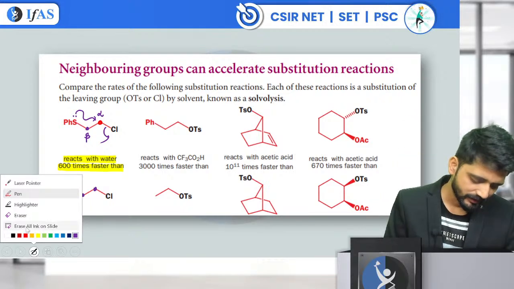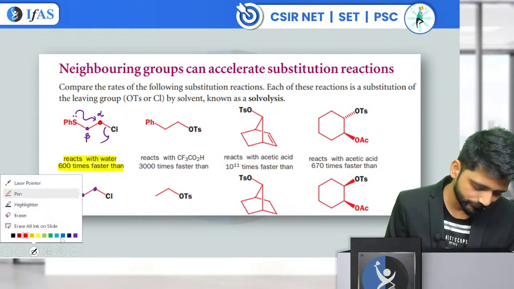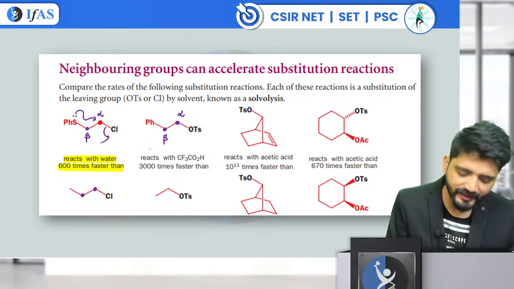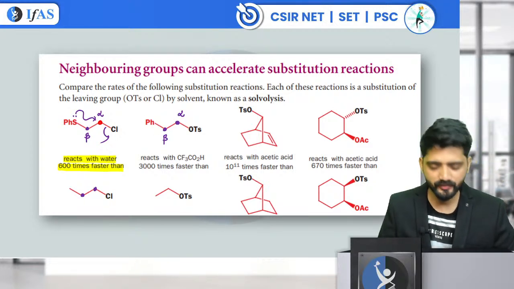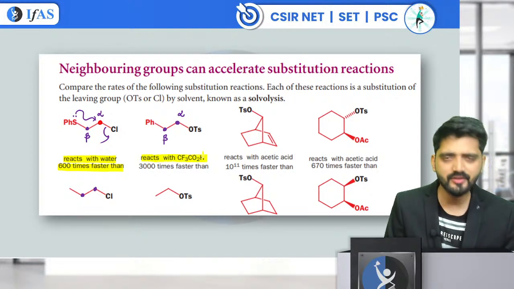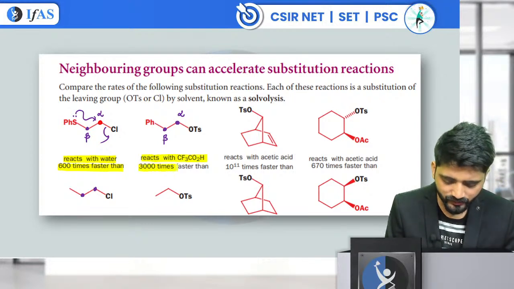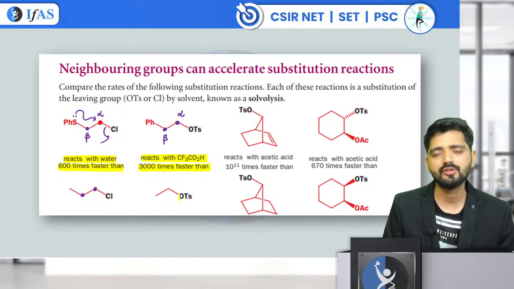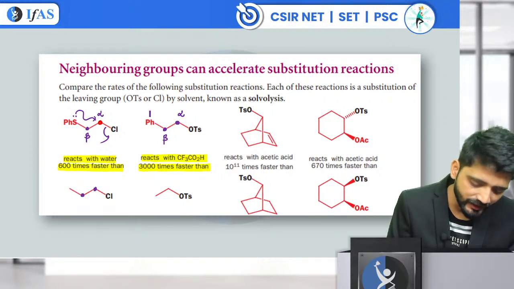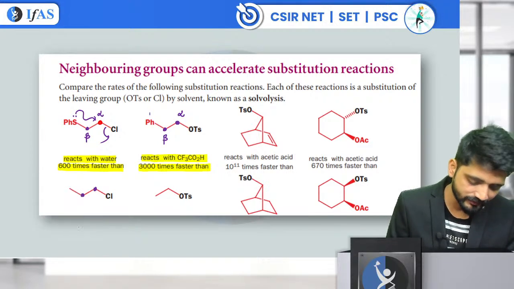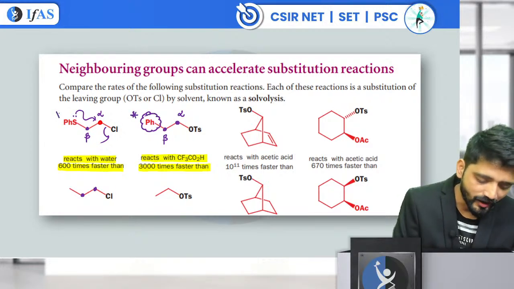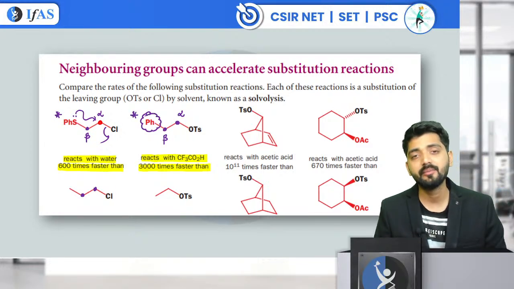Similarly, they say that if we have an OTs group, let's suppose, attached to the alpha position, and the beta position has a phenyl group. Phenyl group of course has pi bonds. They are saying that this reacts with CF3COOH, which is their nucleophile, 3000 times faster than this substrate which does not have any phenyl group. Again, this is happening because of this phenyl group which is eligible to behave as a neighboring group here. I hope you understand how fast a neighboring group reaction rate can be.